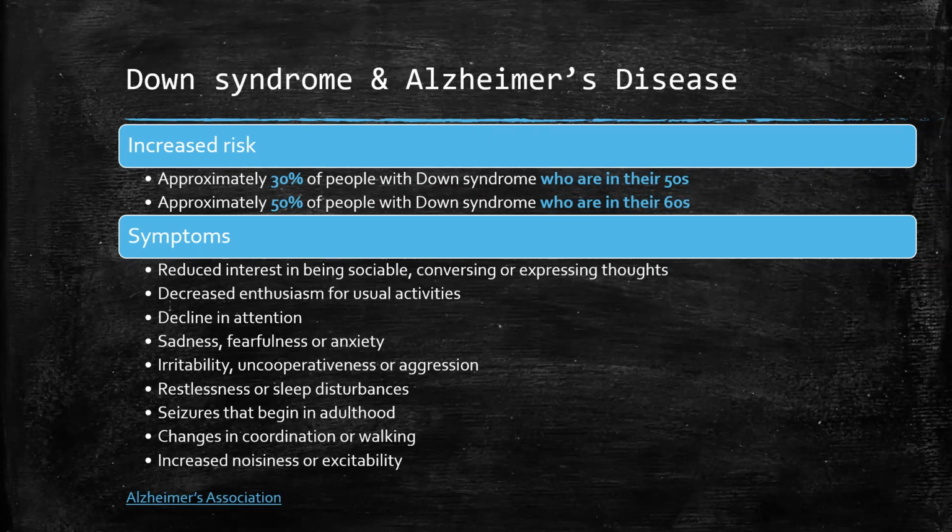But symptoms that you'll see with this are some of the other symptoms that we've been talking about related to different types of dementia. So this person is going to have a reduced interest in being sociable, a decreased enthusiasm for things that they would normally be excited about, a decline in attention, sadness, fearfulness, anxiety, irritability. They might get a little bit aggressive or uncooperative. You'll also see commonly sleep disturbances, an onset of seizures in adulthood, and motor changes as well. So changes to coordination or walking.